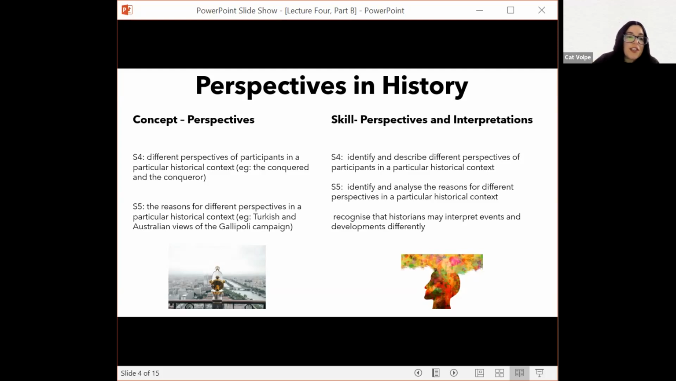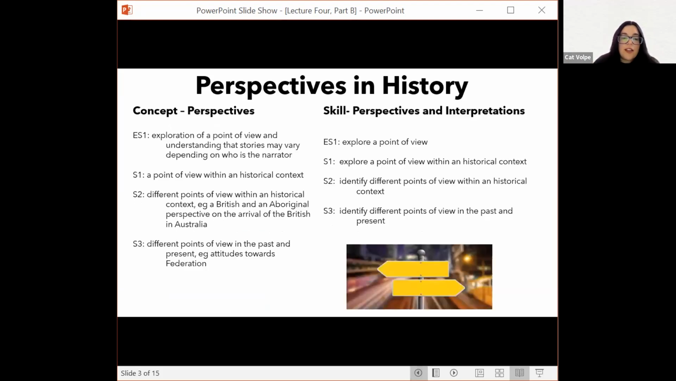So remember that understanding of different perspectives, but also the action of identifying it. Okay, so a lot of identification in this skill of perspectives. That's really important there. It's not just understanding it, but also identification. And in stage 4 and 5, they're also describing and analyzing as well. But as you can see, that identification comes through in stage 2. So taking note of that cognitive verb there, exploration, identification.